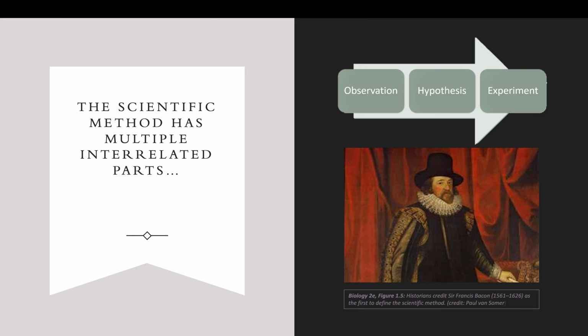So as you probably already know, the scientific method has multiple interrelated parts, including observation, hypothesis, and experiment. Those are kind of the first three. Here you can see an arrow diagram. This actually comes from your book. If you all dig into those chapters that I've linked within Blackboard, you'll actually find diagrams like this in your book that kind of walk you through the scientific method this way. The photo that I've attached here is actually of Sir Francis Bacon, and he is the first person that historians credit with defining the scientific method.